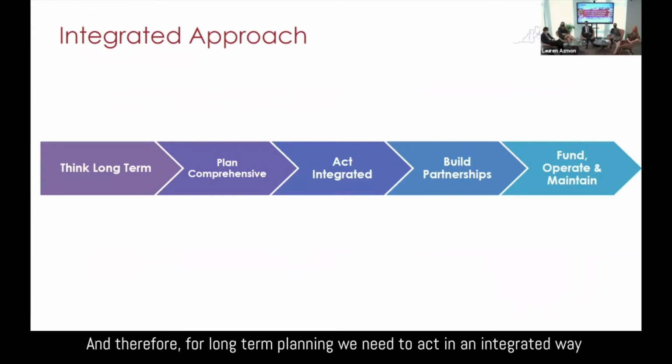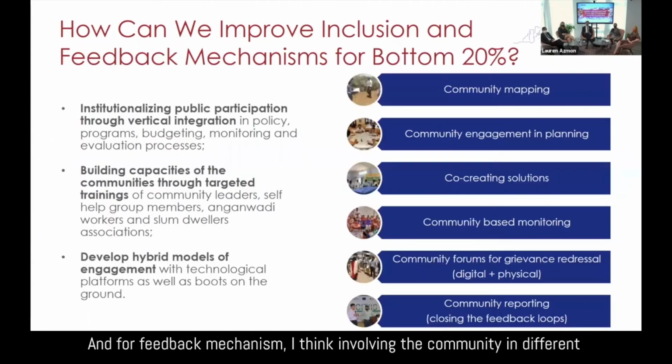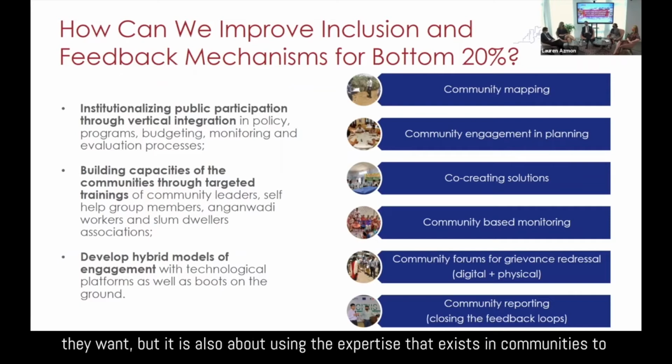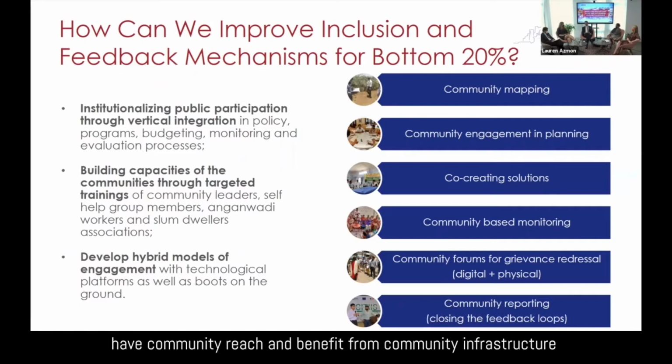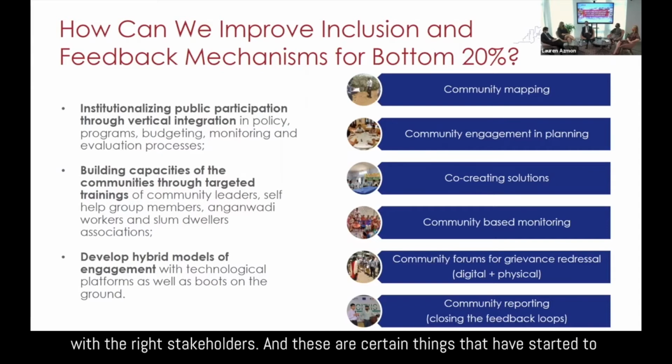And therefore, thinking long-term, planning comprehensively, active integrated, building partnerships. And from the feedback mechanism, I think involving the community in different cases is not only about asking them what, but it's also about using the expertise that exists in communities to address community needs, to implement community infrastructure, to create solutions in some ways, to be partnering with communities and monitoring the work that has been done. And this can be done both with digital as well as physical needs. So closing the feedback loop in some senses with the right stakeholders.